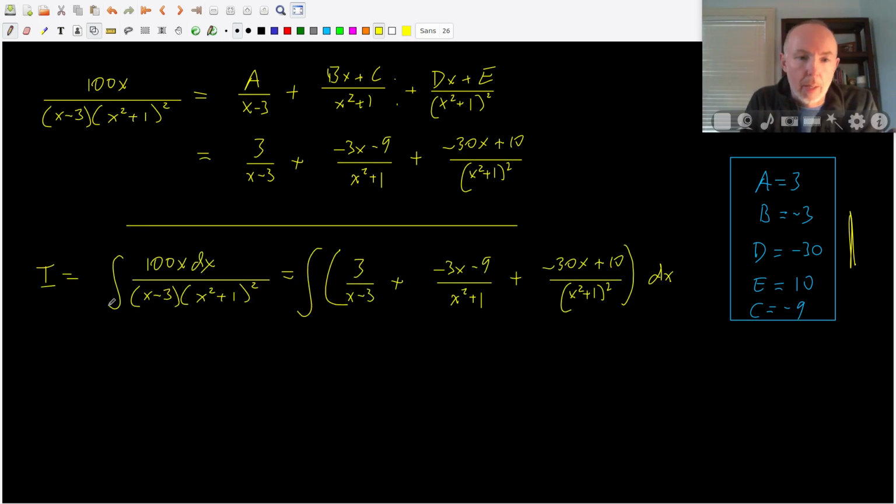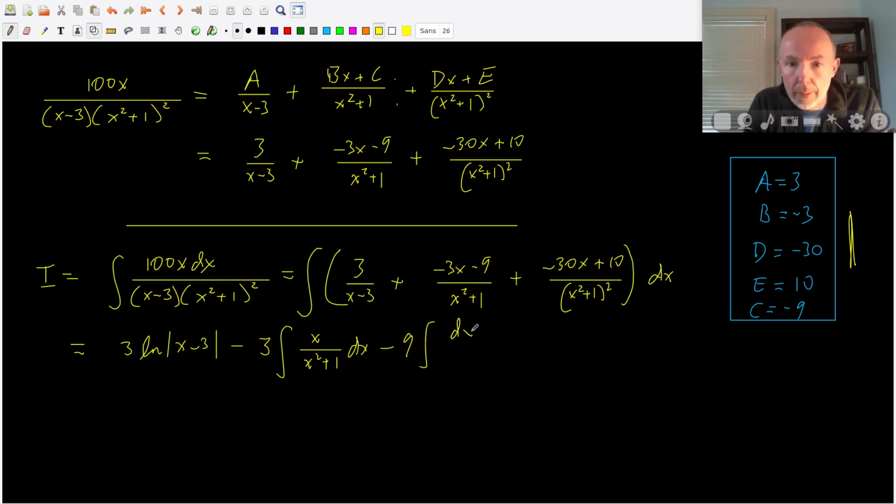And here it is. And we can integrate some of that immediately. The first one's easy, so I'm just going to write it down. That's 3 times the natural log of the absolute value of x minus 3. Just doing that first integral. This second one breaks into 2 pieces, so let me write them both down. I can write this as minus 3 times the integral of x over x squared plus 1 dx, and then there's going to be the minus 9 times just the integral of 1 over x squared plus 1.